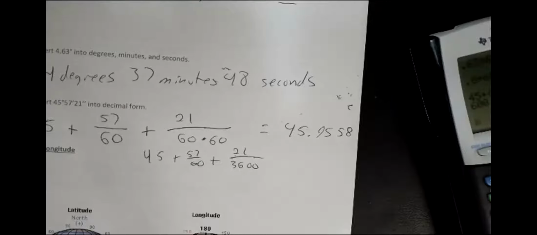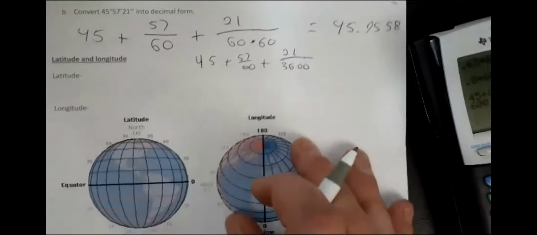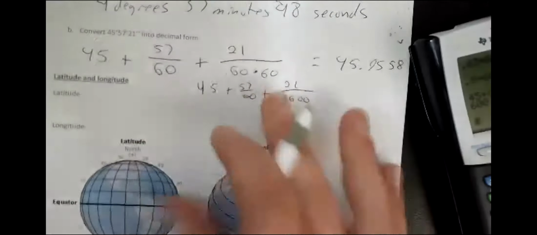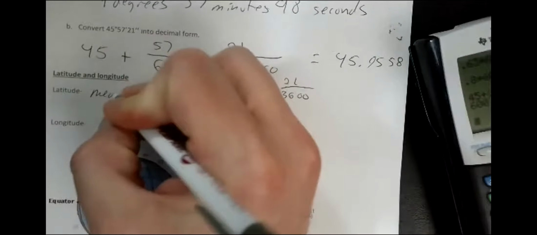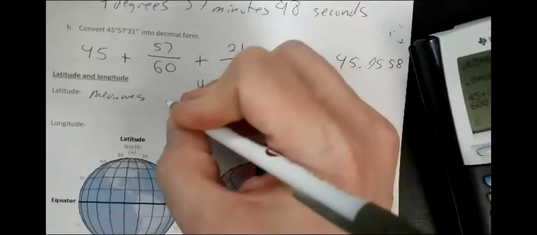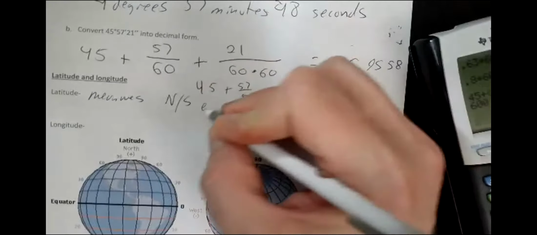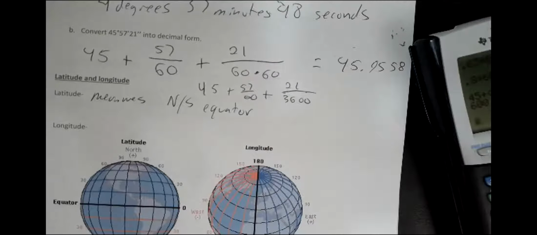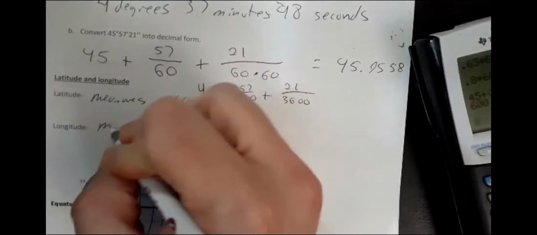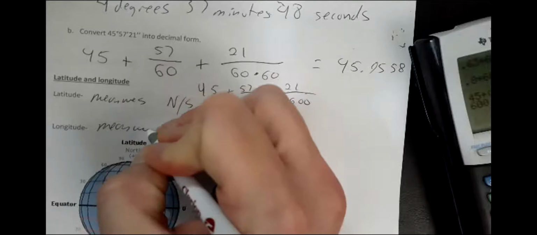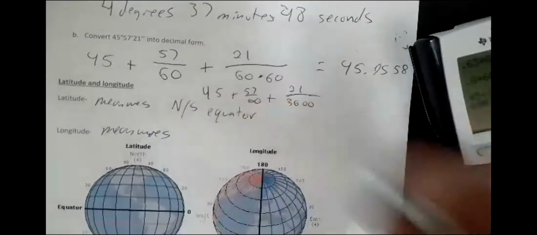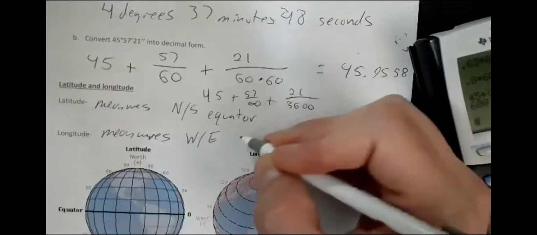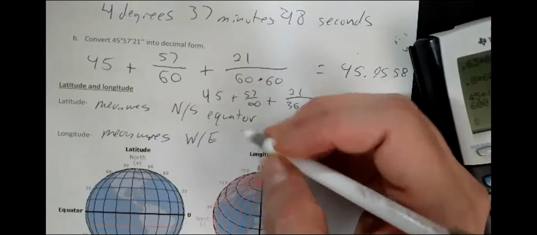Okay, so latitude versus longitude. Oh, I should throw the definitions in here then. Longitude is measuring what? Prime meridian. So these are also known as meridians.